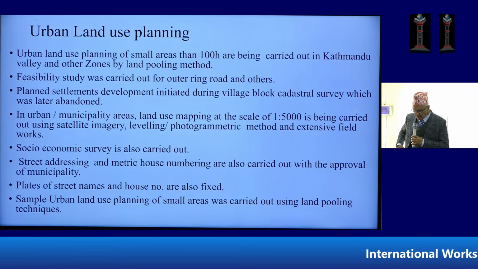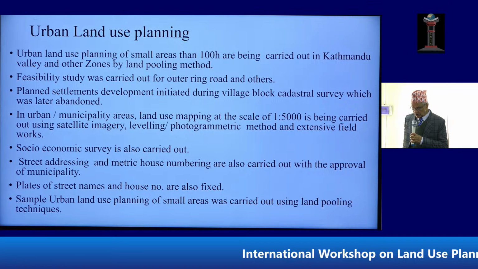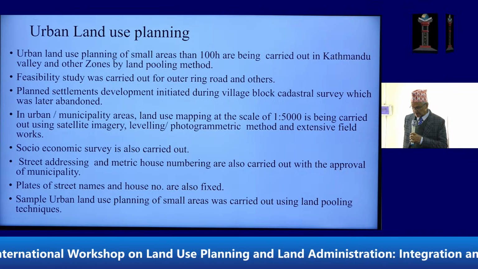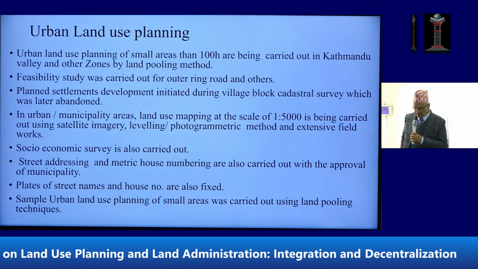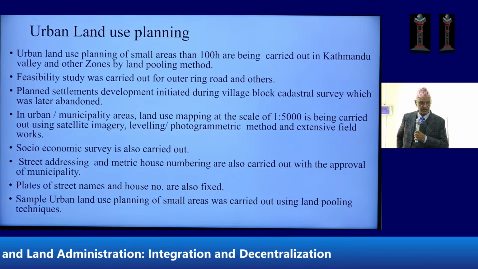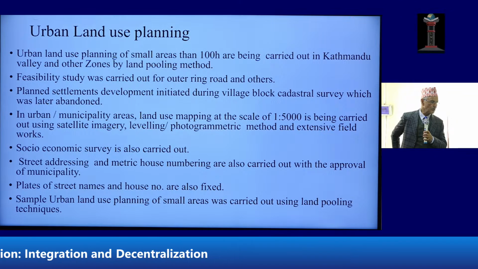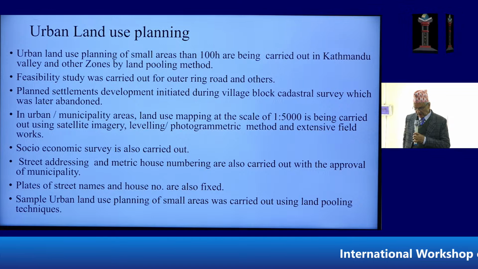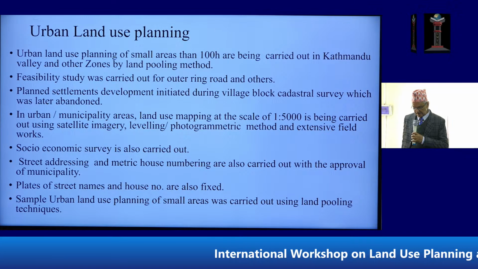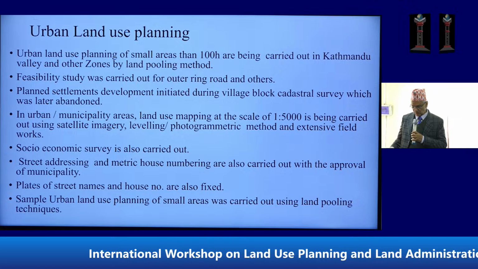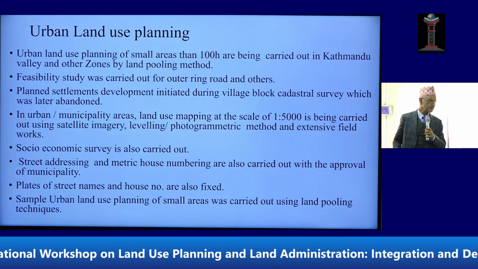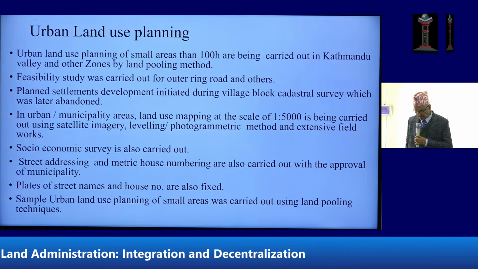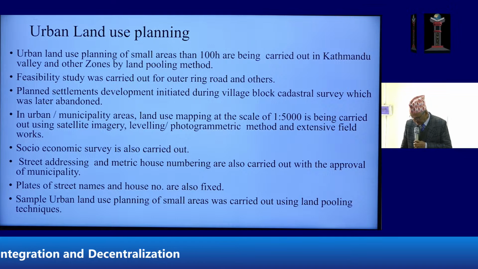So for municipal planning, the land use mapping of the municipal area was done at the scale of 1 in 5,000, using satellite imagery. Sometimes we use leveling, or sometimes the photogrammetric technique to get the heights. Then we carried out a socio-economic survey, and we need the street names and the house numbering and so on. This sort of work was carried out.